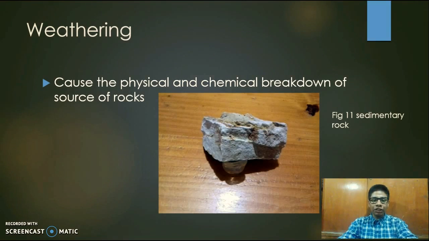Physical and chemical breakdown of the source rocks. It is common that the physical breakdown of igneous rock creates sediments, and these sediments create sedimentary rocks.